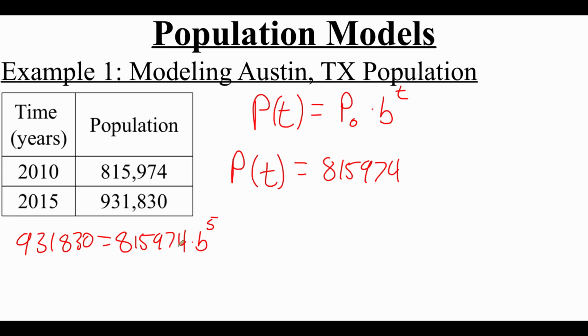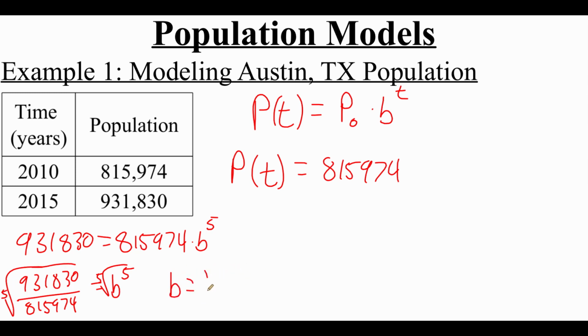Now I can divide the 815,974 over to the other side, so I would get 931,830 over 815,974 equaling b to the 5th power. But if I want to get b alone, I have to take the 5th root of each side. When I do that, I get a b value of about 1.0269. So I can fill that in as my b value within this population function.